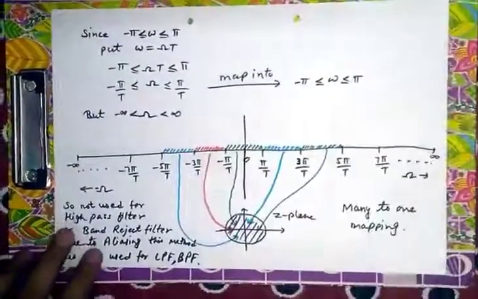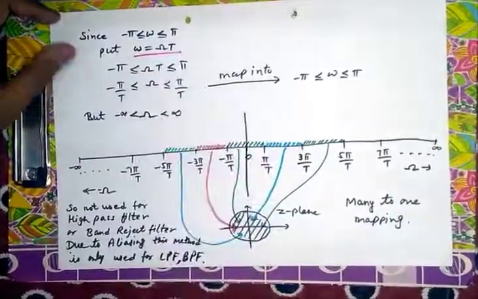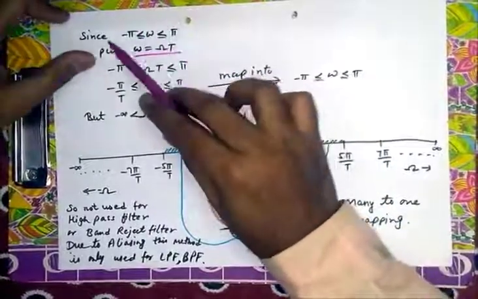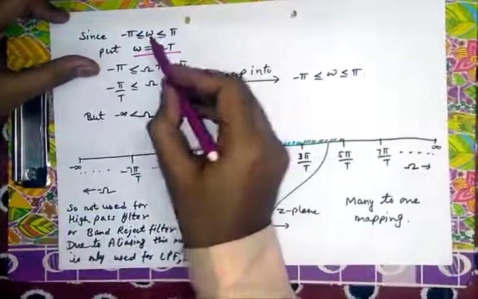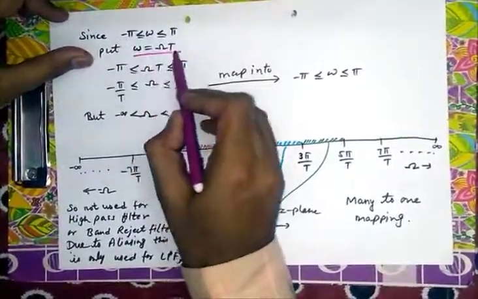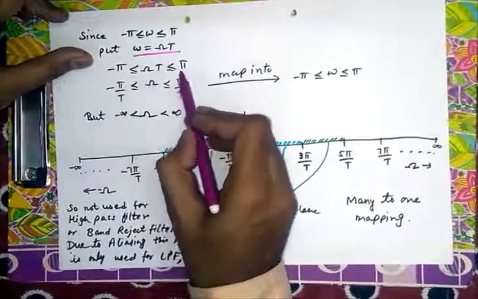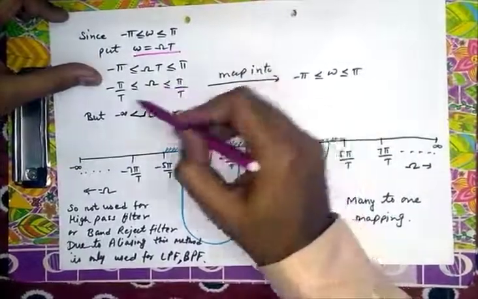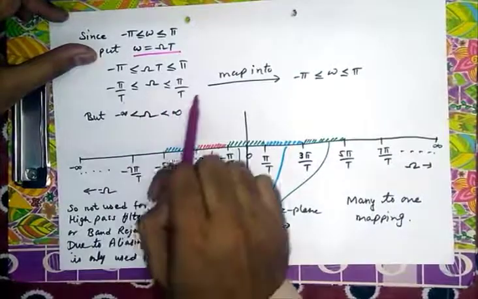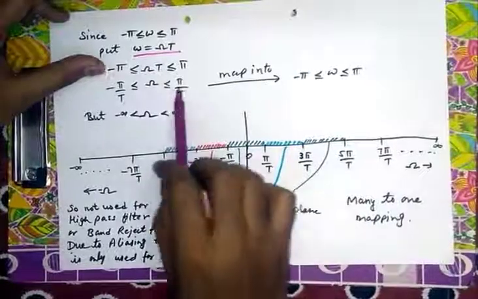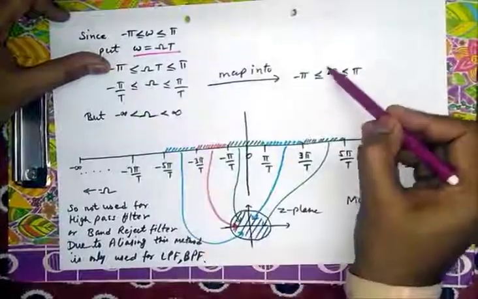Now further we have this expression, that is omega is equal to Omega T, the second expression, and we know that digital frequency varies from minus pi to pi. So putting this value here, since omega is equal to Omega T by the transformation, it becomes minus pi less than or equal to Omega T less than or equal to pi, and T can be taken out of both sides: minus pi by T to pi by T. This is the final equation of mapping, which says that the analog frequencies are mapped into the minus pi to pi omega domain. This is analog frequency, this is digital frequency.